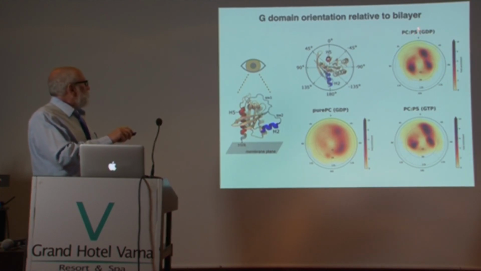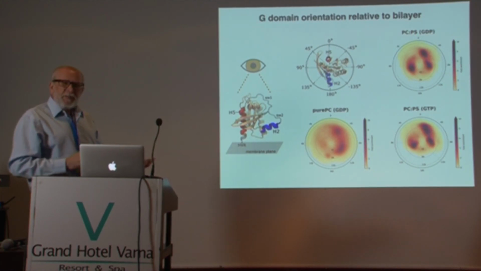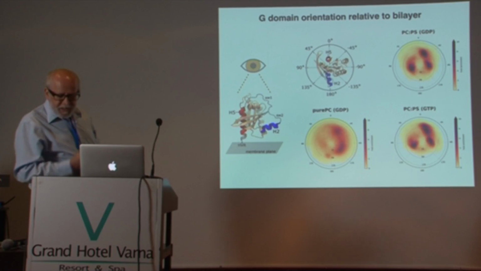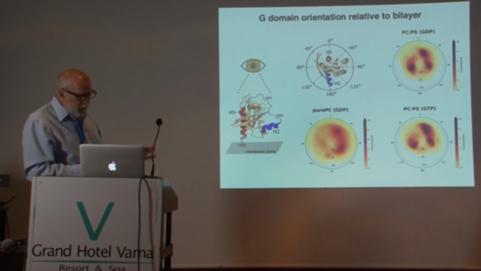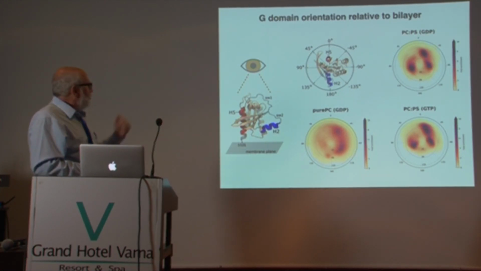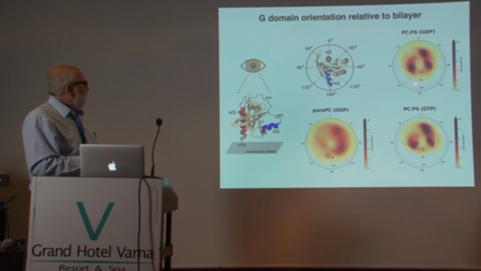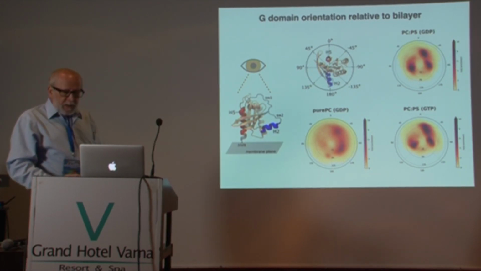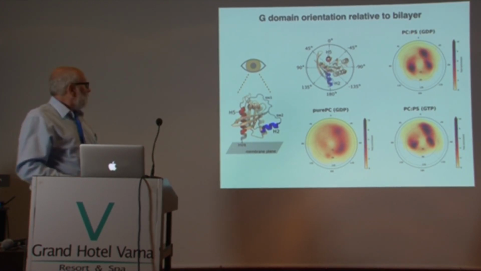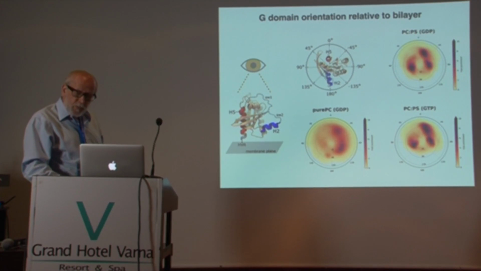So from this we conclude that GTP versus GDP, even though it changes the charge and a little bit of the system may actually be exposed, doesn't change the preference. And in part that is because the G domain is attached to the HVR, so it doesn't have complete freedom of what to do and where to go.